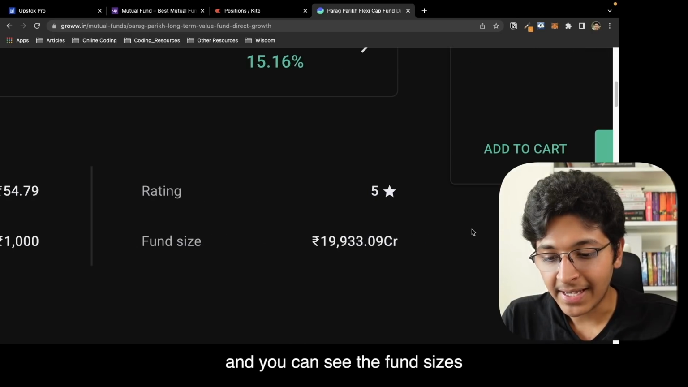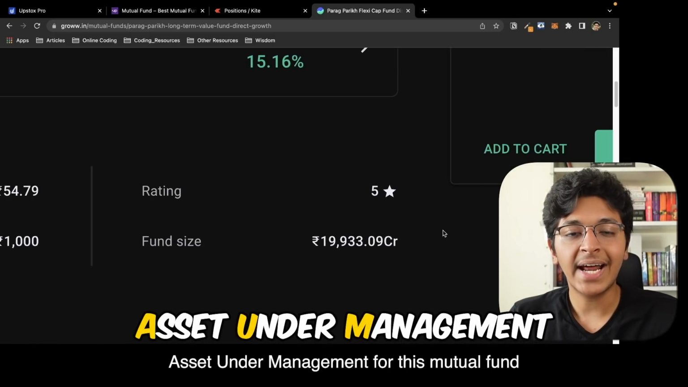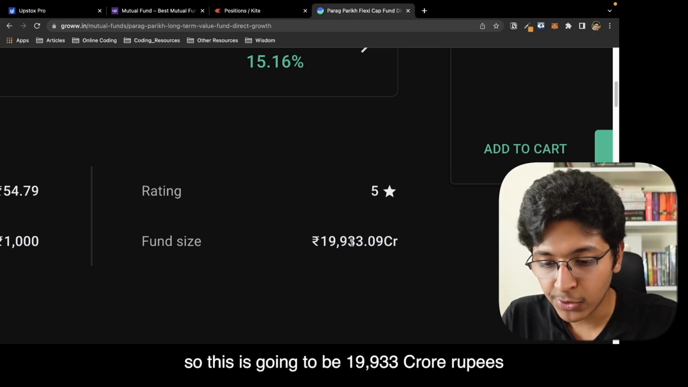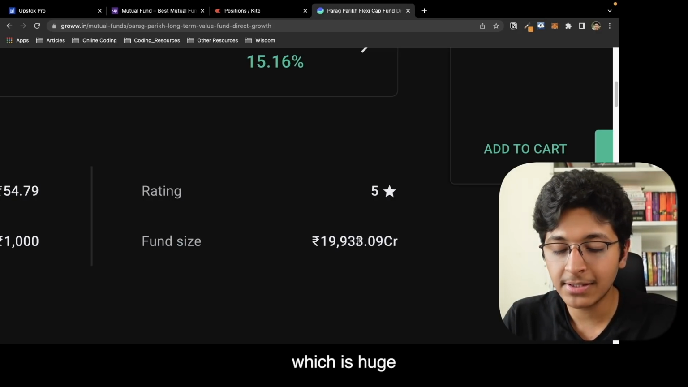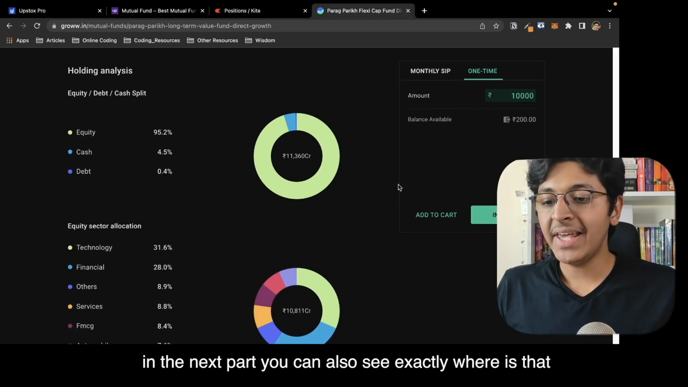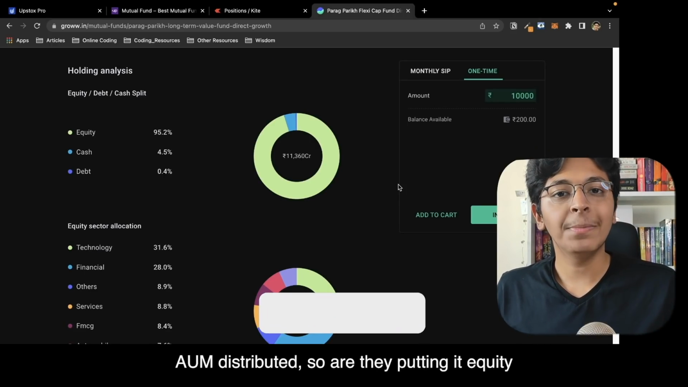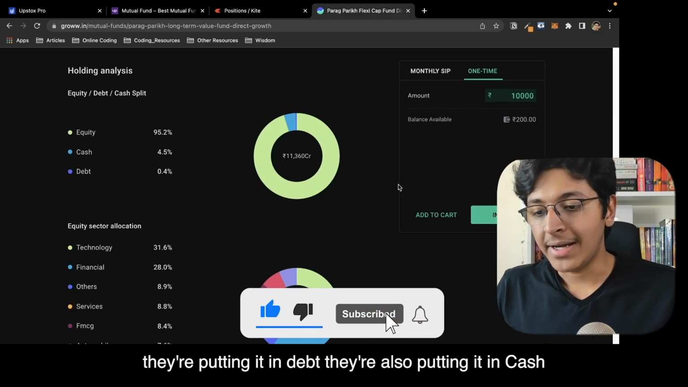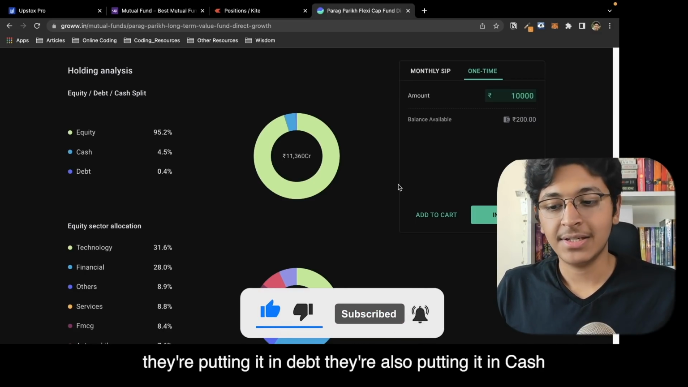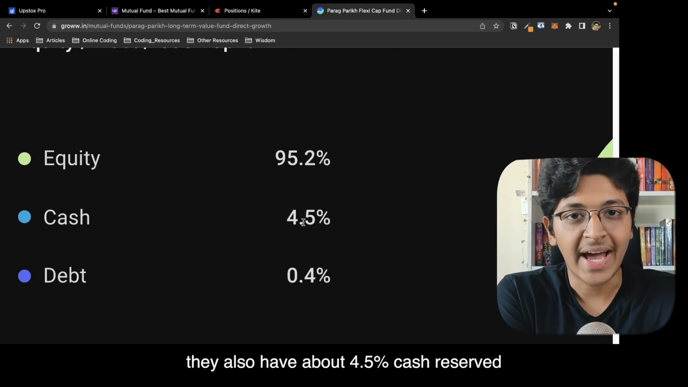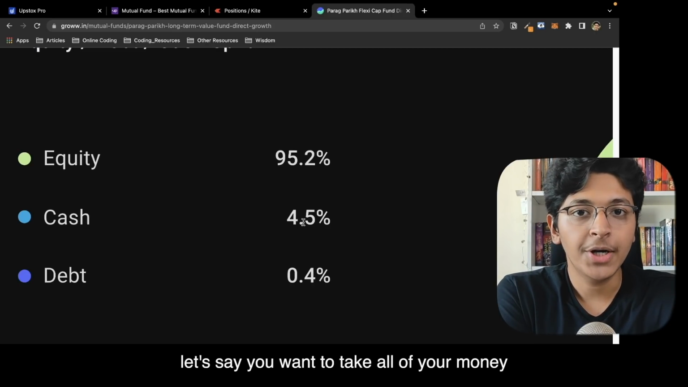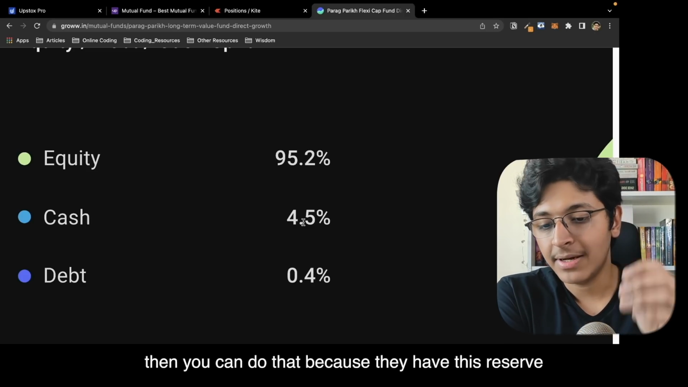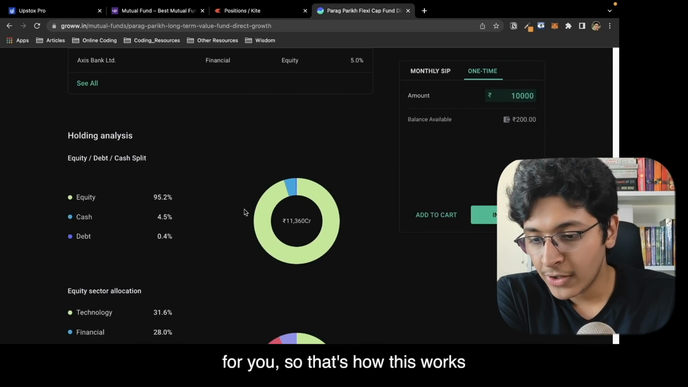And you can see the fund size. This is basically the AUM, assets under management, for this mutual fund. So this is going to be 19,933 crore rupees, which is huge. In the next part, you can also see exactly where that AUM is distributed, right? So are they putting it in equity? They are putting it in debt. They are also putting it in cash. They also have about 4.5% cash reserved. Let's say that you want to take all of your money out of that mutual fund, then you can do that because they have this reserve for you. So that's how this works.